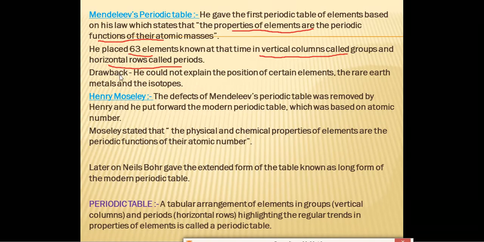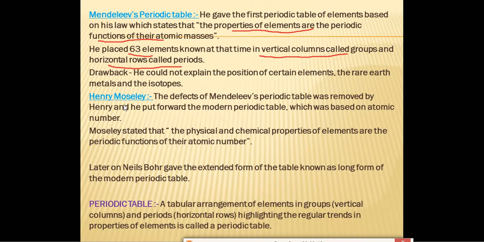Okay. But in Mendeleev's periodic table also many drawbacks were there. What was the drawback? He could not explain the position of certain elements. Which elements could he not explain? The rare earth metals and the isotopes. He has not given a place for these elements. The rare earth metals and the isotopes were not given a place in Mendeleev's periodic table. So his drawbacks were removed by Henry Moseley. Okay, the drawbacks which were present in Mendeleev's periodic table were removed by Henry Moseley.